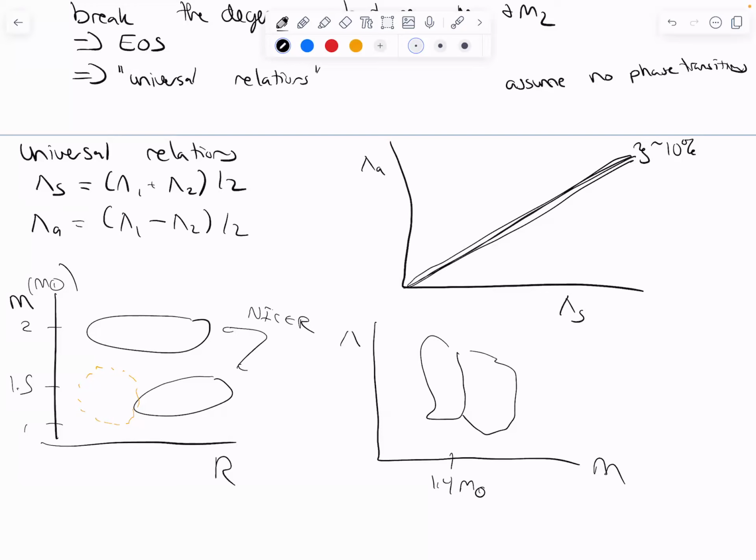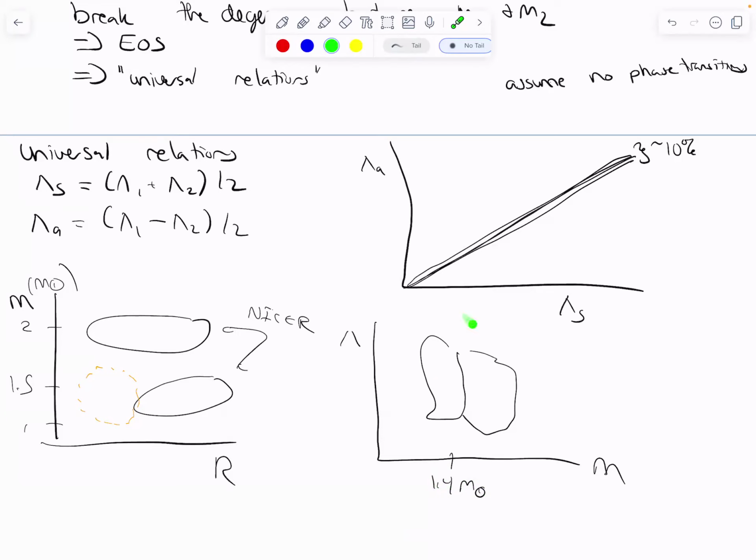So if you put these constraints together here, you already can eliminate a number of equations of state. First of all, because you get up to 2 solar masses, which is actually hard for many equations of state. And the other thing that constrains it quite a bit is that you can't have, for this light star, too stiff an equation of state or something that's too hard.